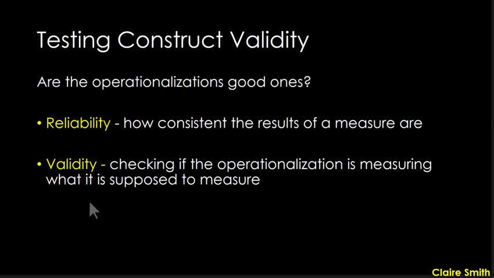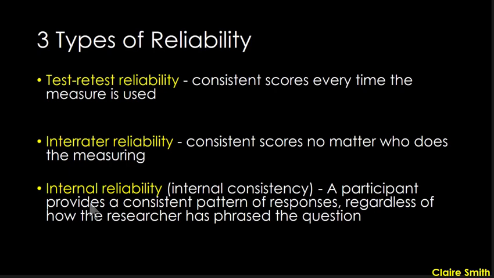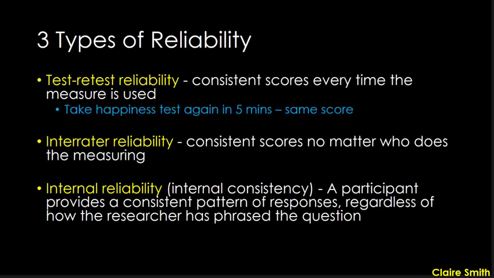Okay, so let's start with reliability. There are three ways to test it. We can test with test-retest reliability, inter-rater reliability, and internal reliability. Okay, so test-retest reliability is looking at if you give someone that questionnaire one time and you give it to them again, so you're doing a retest, are the scores going to be consistent? Okay, so this is an example here. Take the happiness test again after 5 minutes. If you get the same score as you did the first time, then that's a reliable measure, right?